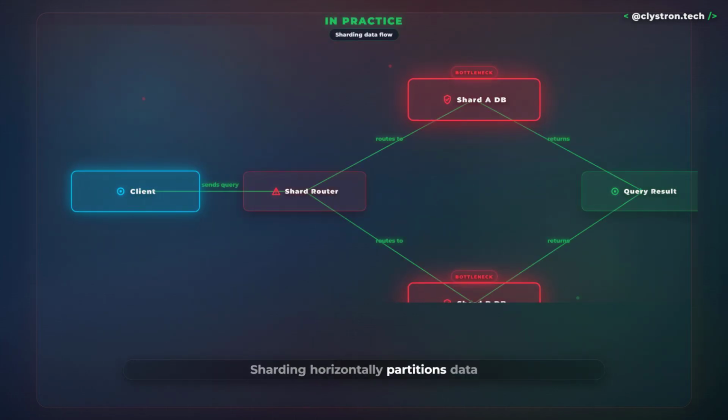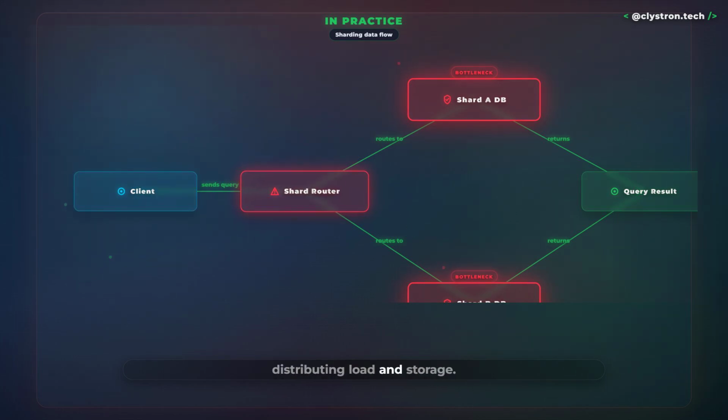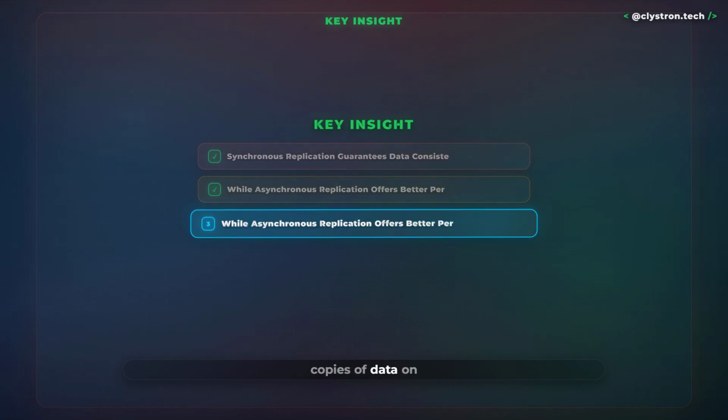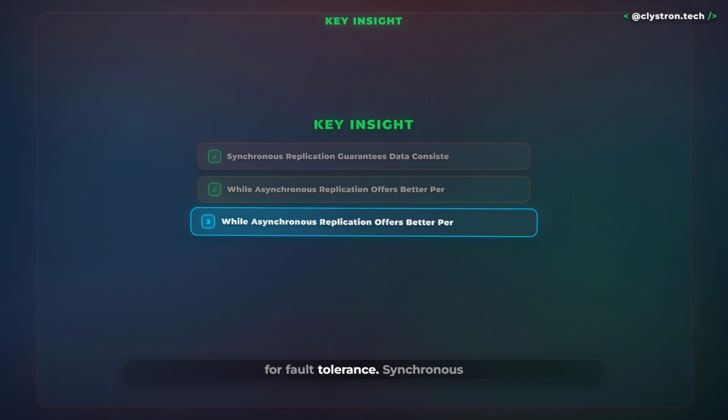Sharding horizontally partitions data across multiple Postgres instances, distributing load and storage. This boosts scalability but requires intelligent query routing and complicates transactions spanning multiple shards in production. Replication maintains copies of data on standby nodes for fault tolerance.